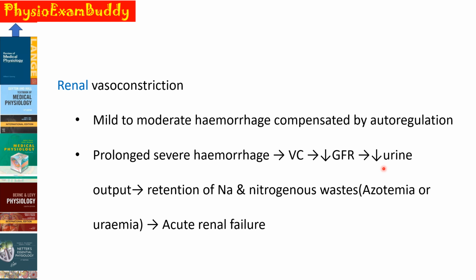So what happens when the urine output is decreased? There will be retention of sodium and nitrogenous products of metabolism in the blood, and this condition is known as azotemia or uremia. And when the hypotension is prolonged, the renal tubular damage may be severe, leading to acute renal failure.